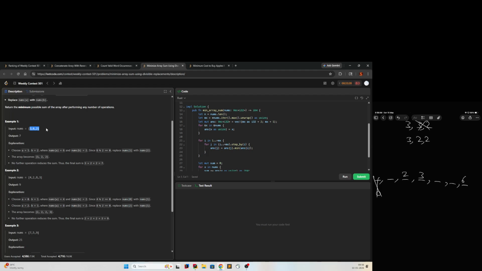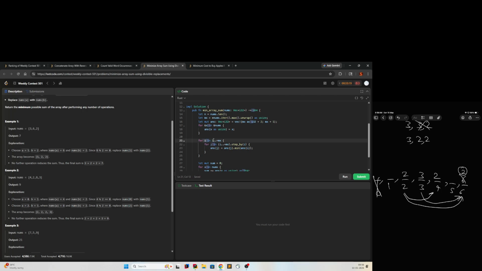Now we have 1 2 3 4 5 6 positions. We will iterate over 2's multiples and set these values to 2, and then we'll iterate over 3's multiples, and here it is already 2, so we will not apply it. So we'll find a minimum one. So this is the idea.